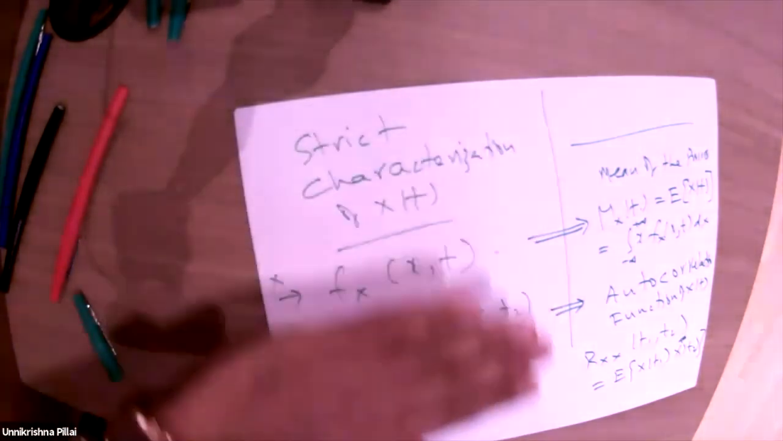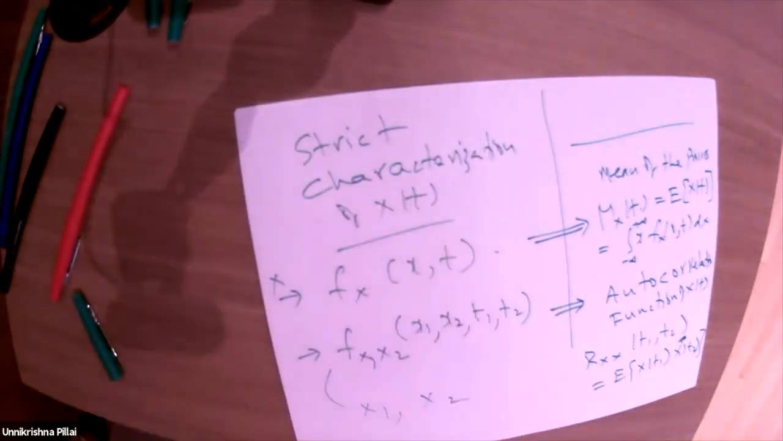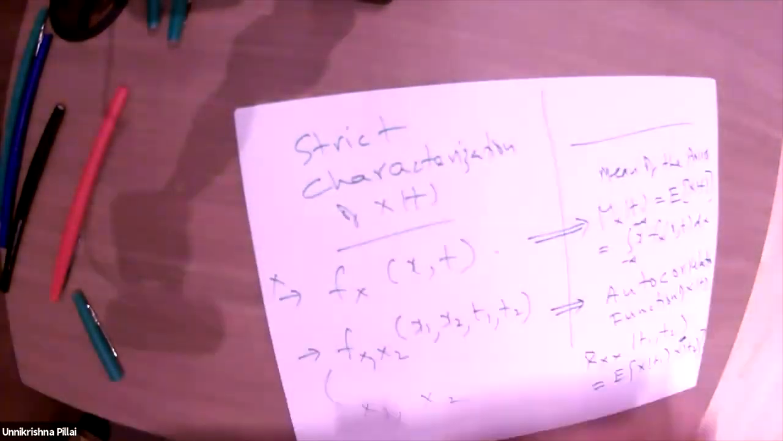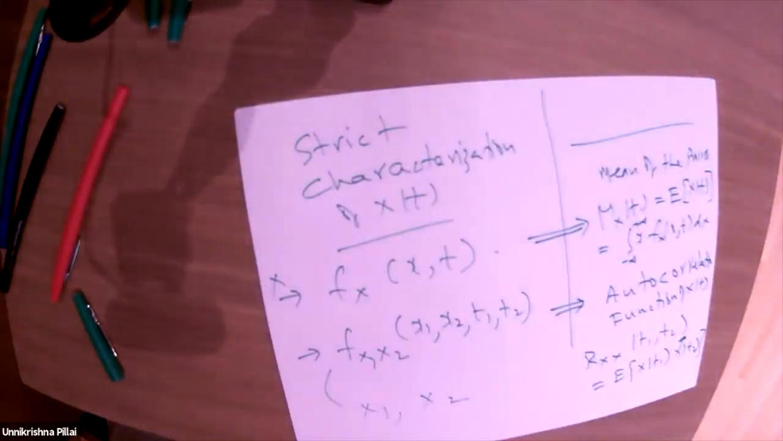We have strict characterization using the density functions, or we have not so strict or loose characterization using the mean and autocorrelation. So generally, which one do you think will be easier for us to do as a practical matter? The left side or the right side? Let me ask you this way: which is more difficult to find out?